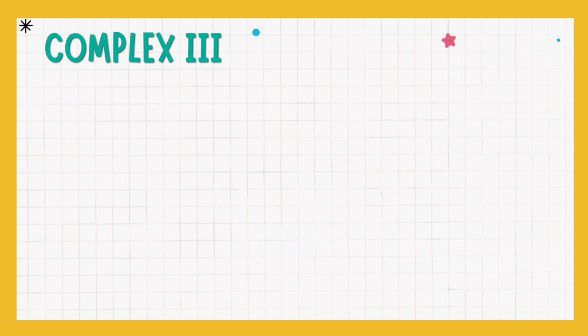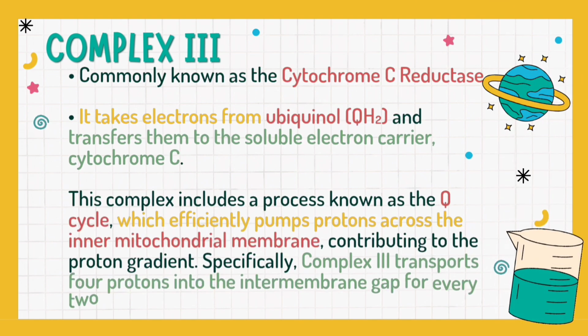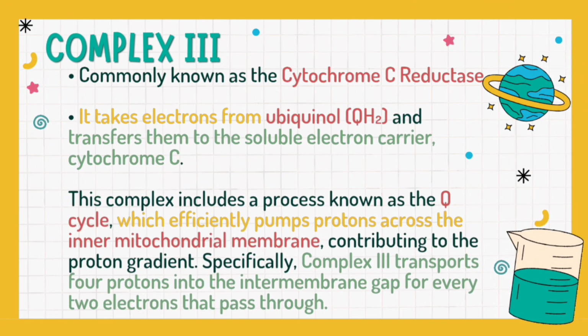Thirdly, we have complex 3, commonly known as cytochrome C reductase. It takes electrons from ubiquinol and transfers them to the soluble electron carrier cytochrome C. This complex includes a process known as the Q cycle, which efficiently pumps protons across the inner mitochondrial membrane, contributing to the proton gradient. Specifically, complex 3 transports 4 protons into the intermembrane gap for every 2 electrons that pass through.